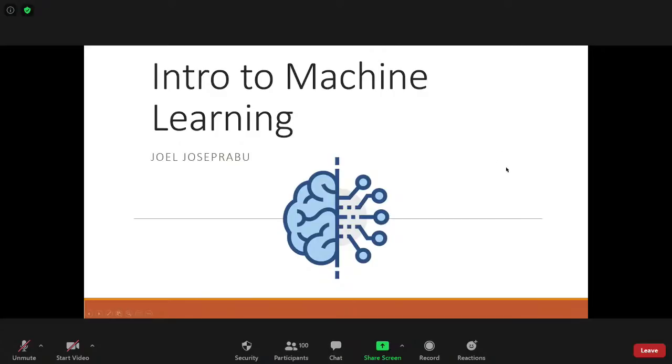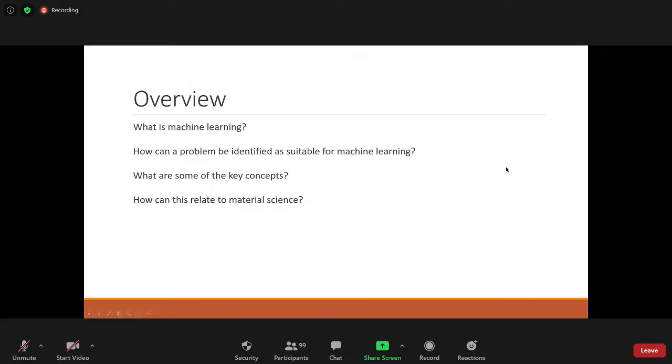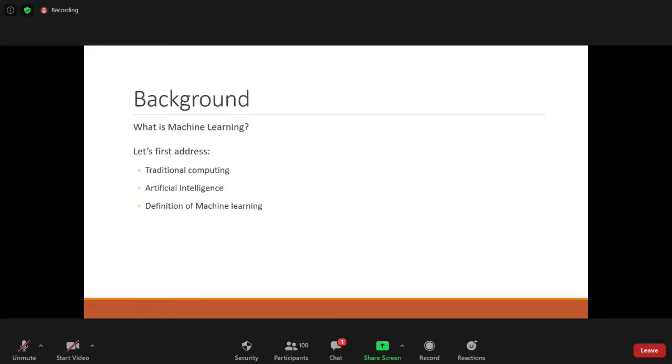So to start off, these are the topics that I will be talking about today. The main things that I want to go over with you are: what is machine learning? How can a problem be identified as suitable to be solved by machine learning? What are some of the key concepts of machine learning, and how can all of these topics relate to material science? So let's begin with the first topic.